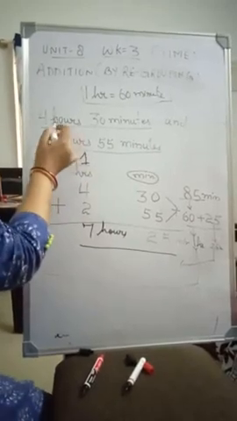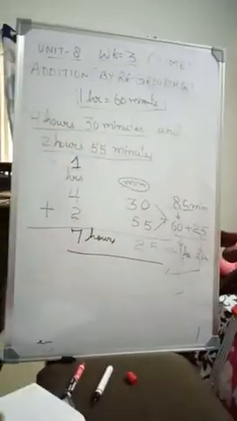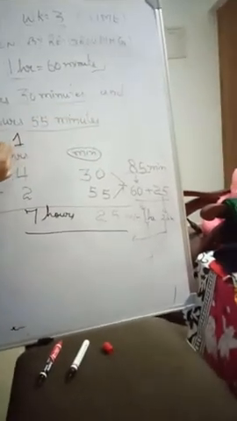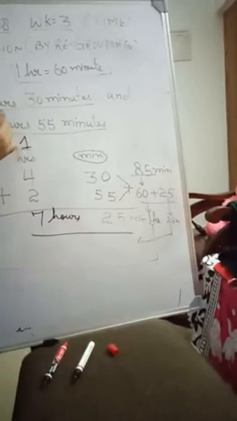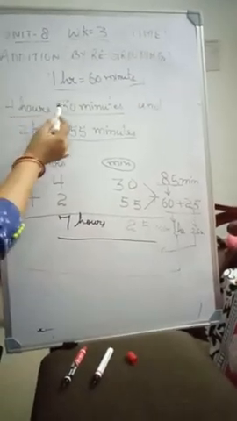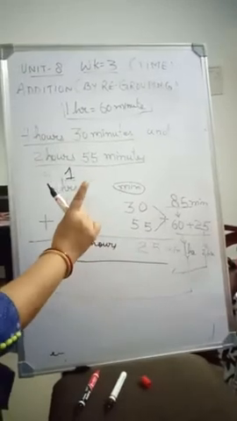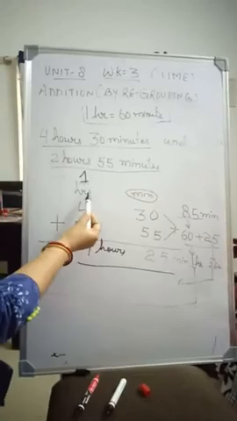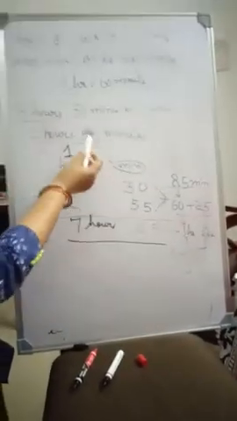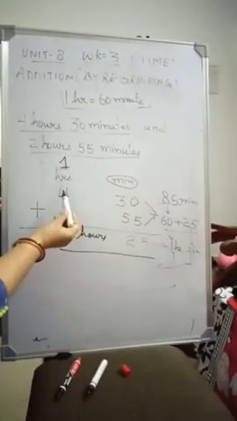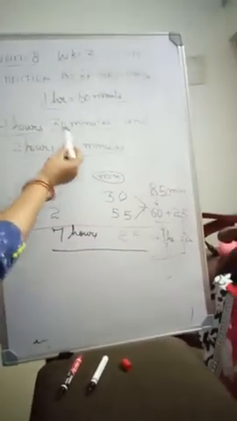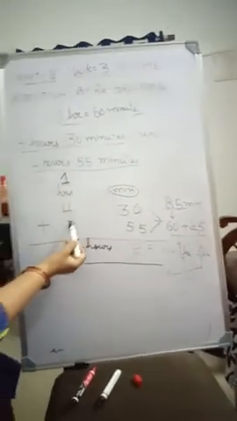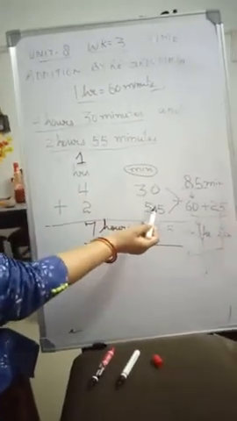What have I done? Firstly I have arranged these numbers. 4 hours 30 minutes and 2 hours 55 minutes are to be added. So this 4 hours 30 minutes is one number, one unit, and 2 hours 55 minutes is also one unit. So we will make the columns hours and minutes. I will arrange these numbers in the hours and minutes columns. So 4 hours 30 minutes. Below that we will write 2 hours 55 minutes. Just below 4 write 2, just below 30 write 55.